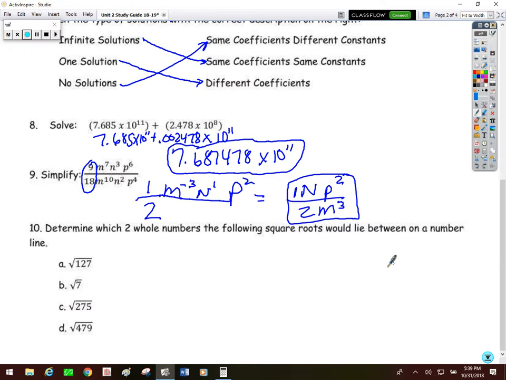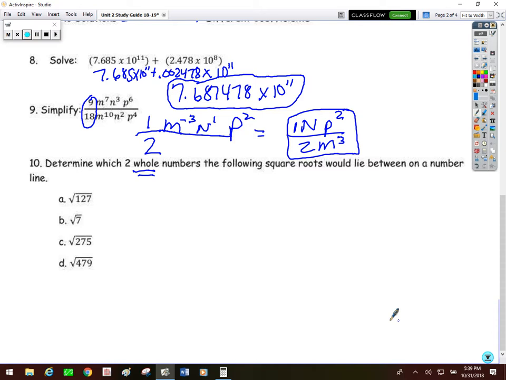Let's look at the last part. Which of these square roots will lie between what number? Okay? Determine which two whole numbers. So we're looking for the actual numbers this time, right? Well, if I look, the square root of 127 is between, if I was to put them on the number line, 127 would be between 121 and 144, and the square root of 121 is 11, and 144 is 12. So 127 would lie between the numbers of 11 and 12.